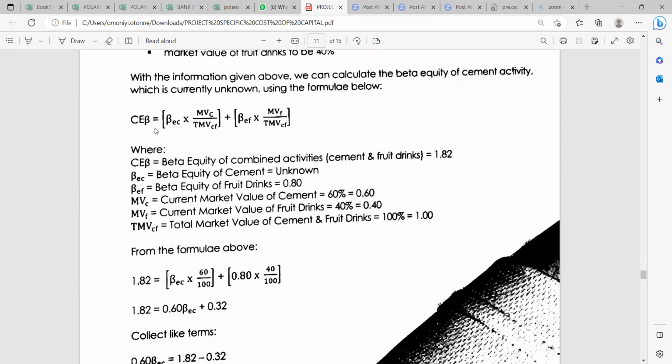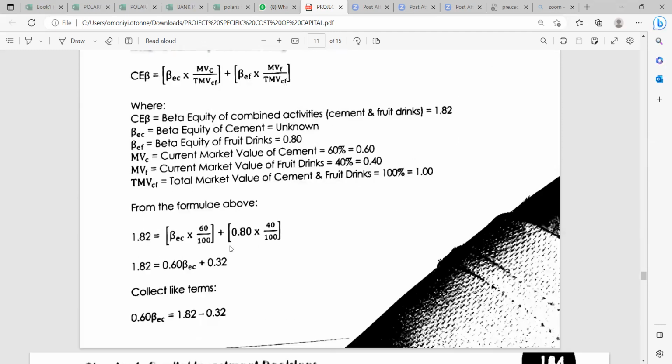The equity beta of the combined activities is equal to the beta equity of cement multiplied by the market value of cement divided by the total market value of both cement and fruit, plus, open bracket, the beta equity of fruits multiplied by the market value of fruits divided by the total market value of both cement and fruit. It's very simple. This is the formula you should use. Once you have this formula, just insert the figures there.